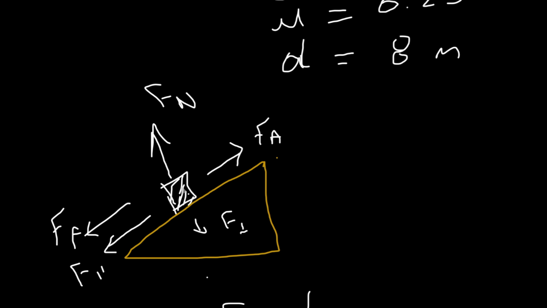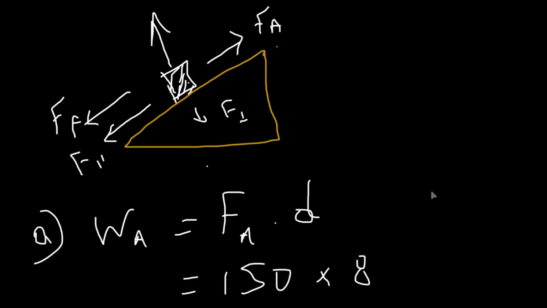Now the normal force is pulling the box upwards into the air, and the opposite of that, which is your perpendicular force, is pulling it down into the ground. Now, let's look at some calculations.